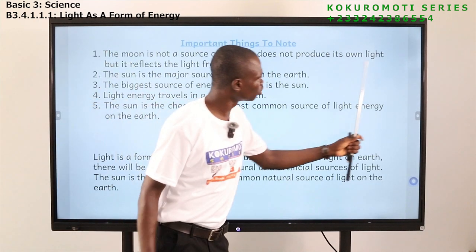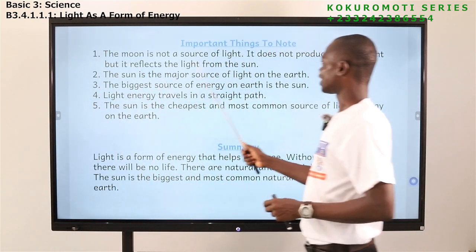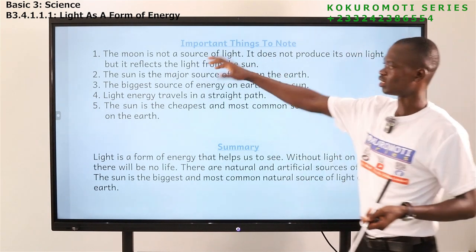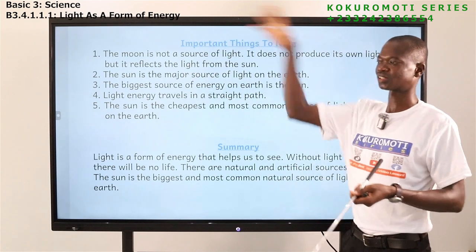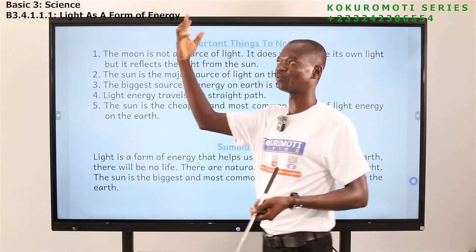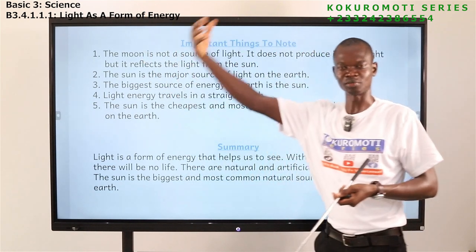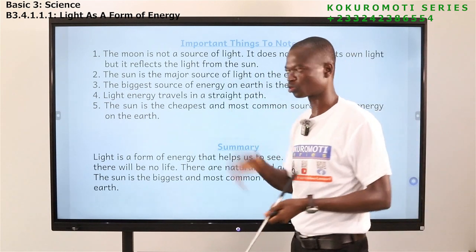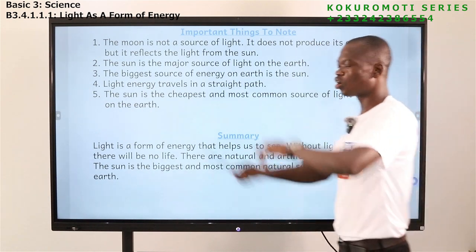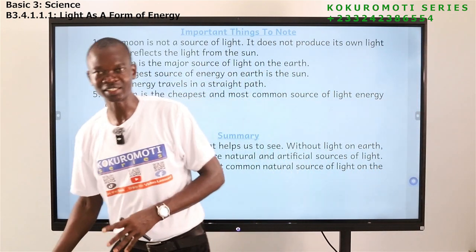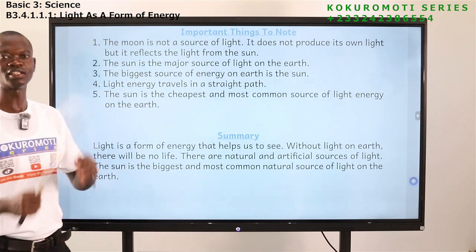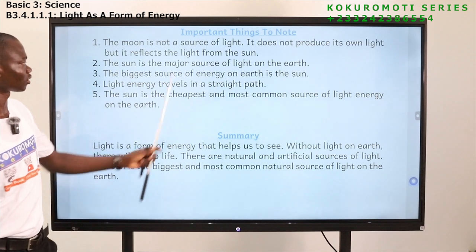So the moon is not a source of light because it is not able to produce its own light. Now, it does not produce its own light, but it reflects the light from the sun. Yes, so the light from the sun is being reflected by the what? The moon. The moon reflects the light from the sun. It throws it back to the planet Earth. So you think that, oh, because the moon is reflecting it, the moon is giving us light. No, the moon doesn't produce its own light. Okay. The sun is the major source of light on earth. So all the sources of light that we have on earth, being it natural or artificial, the one that is the biggest, the one that is the main one or the major one is what?